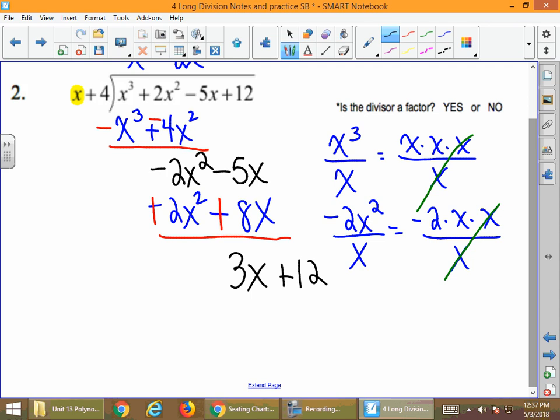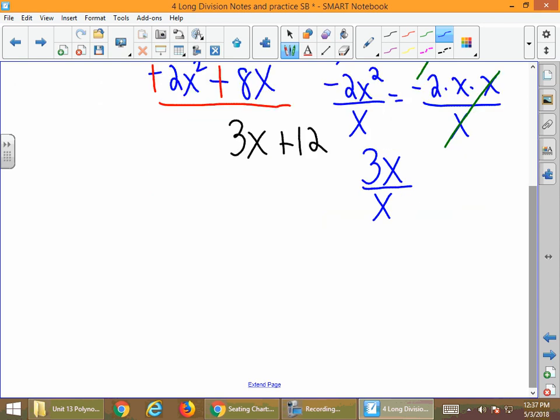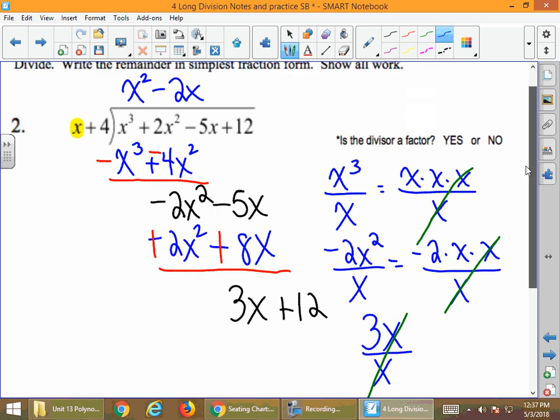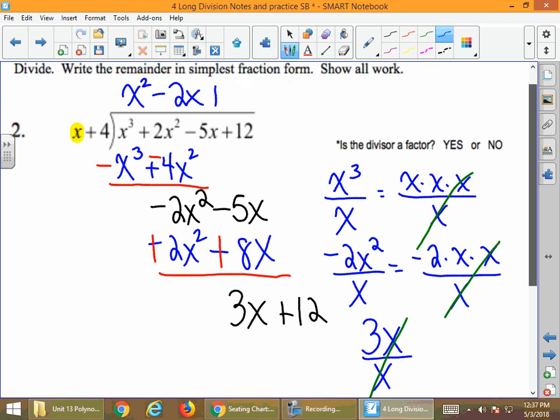We want to get rid of the highest degree term. And now it's 3x. It's going to be 3x divided by x, that value in yellow. 3x divided by x, the x's cancel out. It's positive 3x divided by positive x, which is going to give us positive 3.